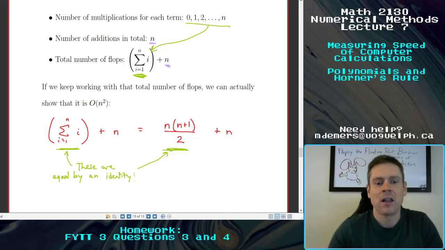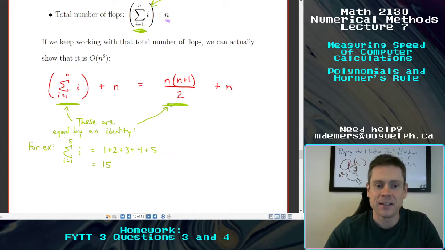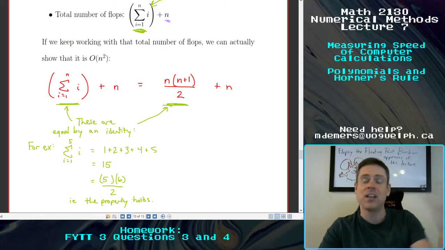And I just want you to see an example, just in case you haven't seen this before, I want you to be convinced that this is true. So for example, you could take the sum from i equals 1 to 5 of the different i's. This would equal 1 plus 2 plus 3 plus 4 plus 5. It's not hard to see that this is 1, 3, 6, 10, 15. And this is indeed, if I think of n times n plus 1 over 2, this is 5 times 6 over 2, i.e. 15. The property holds. And that's actually true no matter what the n is. It could be 5, it could be 50, it could be 1,000,000.